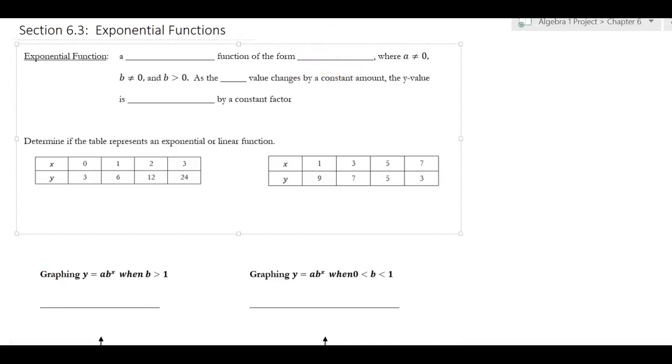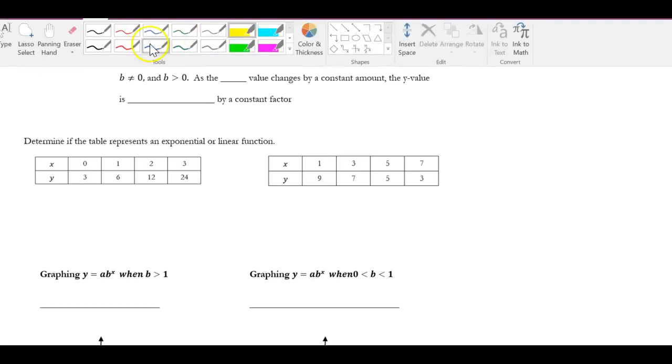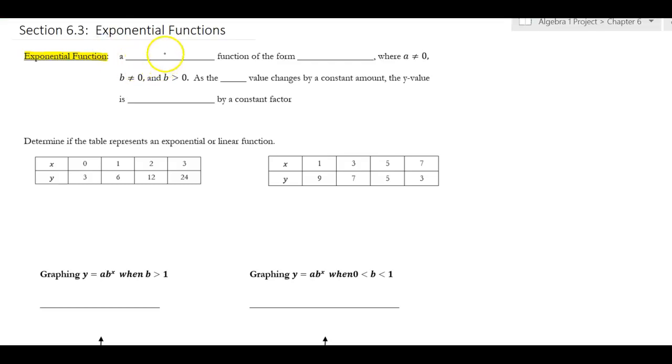Okay, so what we're doing in this section is we're going to start learning how to graph exponential functions. In order to graph an exponential function, we need some information about it. An exponential function is a non-linear function in the form of y equals a times b to the power of x. What makes it an exponential function is that the variable is in the exponent. So when your variable is in the exponent, that makes it exponential.